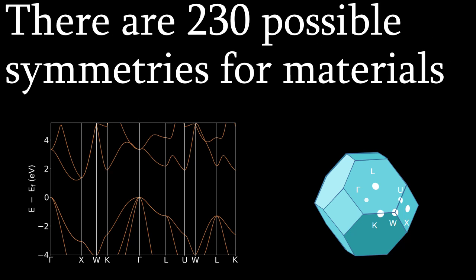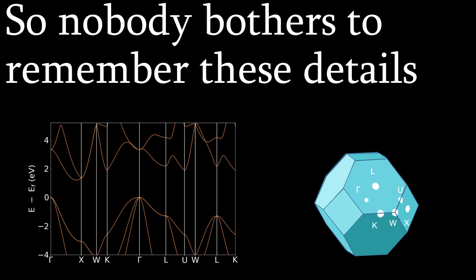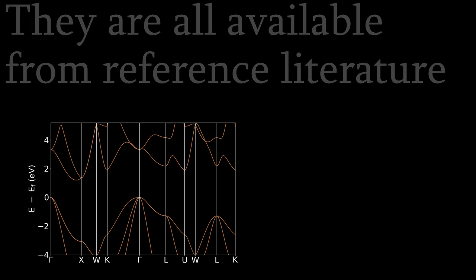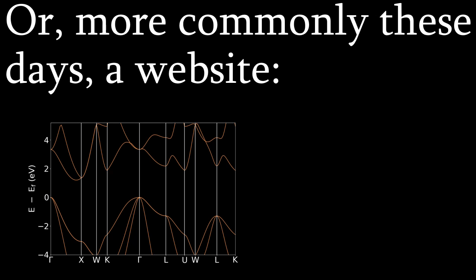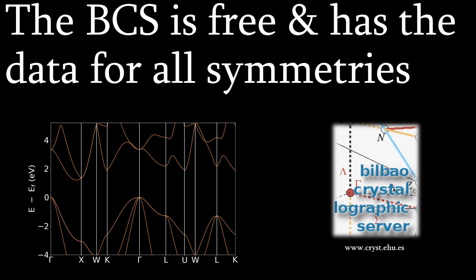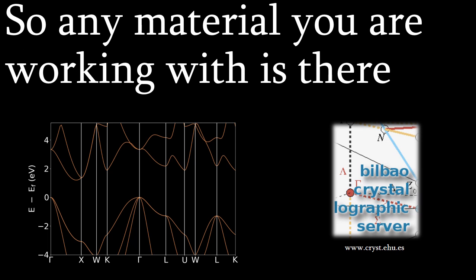There are 230 possible symmetries for materials, so nobody bothers to remember these details. They are all available from reference literature, or more commonly these days, a website. The Bilbao crystallographic server is free and has the data for all symmetries. So any material you are working with is there.